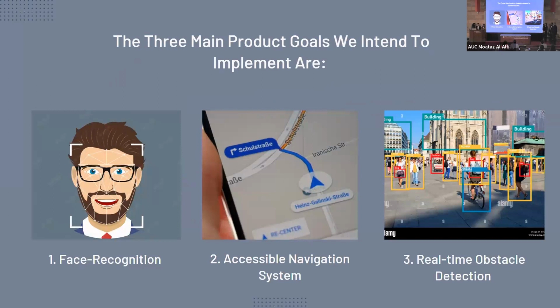Simply, our system has three main features: the facial recognition, accessible navigation, and real-time obstacle detection. The facial recognition feature helps the user to be able to recognize the people in front of them. And for the accessible navigation, this feature allows the user to navigate from some point or place to another independently without using others' help, while the real-time obstacle detection allows the user to be able to know if they are coming across an obstacle.